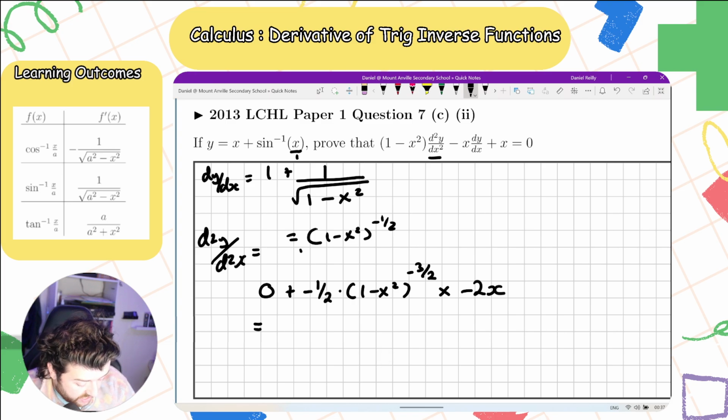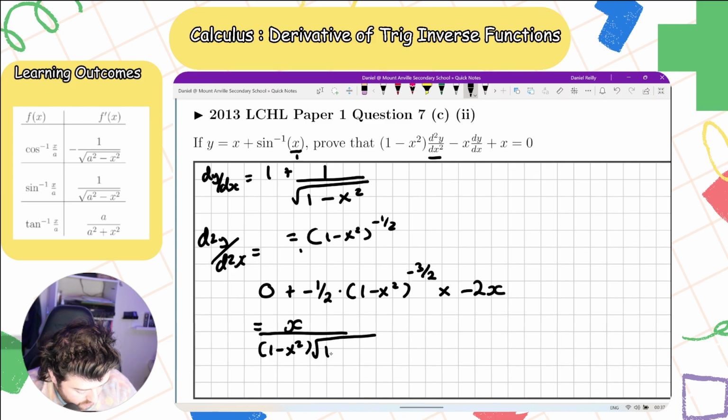equal to x times, well, that is all going to go under here as 1 minus x squared times root 1 minus x, right? Because this is 1 to the half altogether. Okay, that's my second derivative.